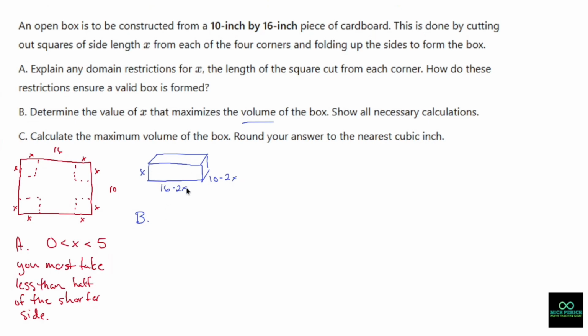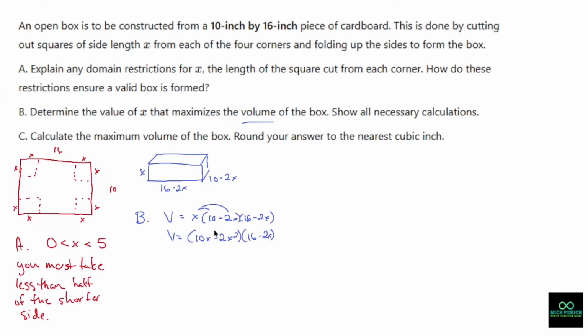Volume of a rectangular box is length times width times height. So V equals x times 10 minus 2x times 16 minus 2x. This is just my volume formula. Distribute the x. V is going to equal 10x minus 2x squared times the quantity 16 minus 2x. Okay, FOIL this out.